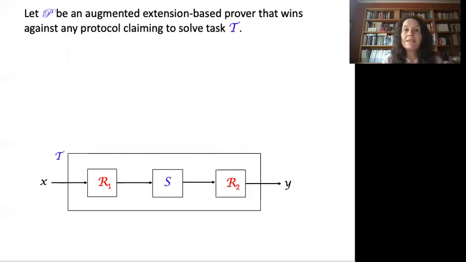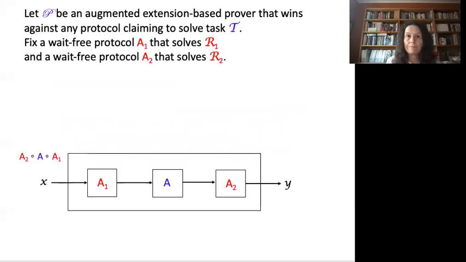Let P be an augmented extension-based prover that wins against any protocol claiming to solve task T. Fix a weight-free protocol A1 that solves task R1 and a weight-free protocol A2 that solves task R2. Note that if A actually did solve task S, then the composed protocol would solve task T by the correctness of the reduction.